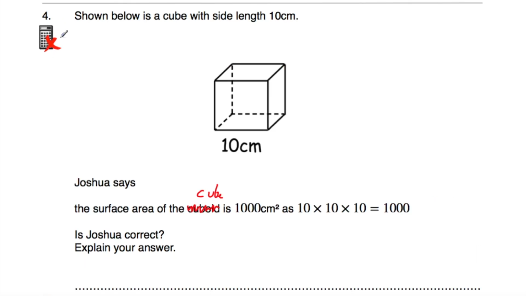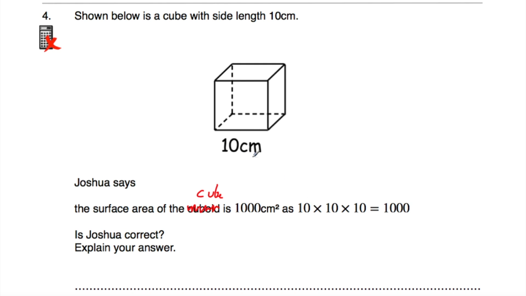Okay, let's have a look at our next question, question number 4. It says, shown below is a cube with a side length of 10 centimeters. So we've got this cube and it's got a side length of 10 centimeters. And Joshua says the surface area of this cube is 1000 centimeters squared because 10 times 10 times 10 is 1000. We've been asked, is Joshua correct? Explain your answer.